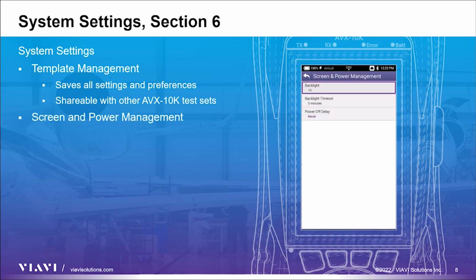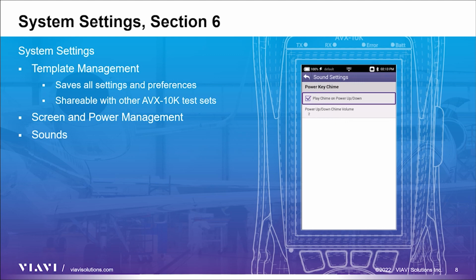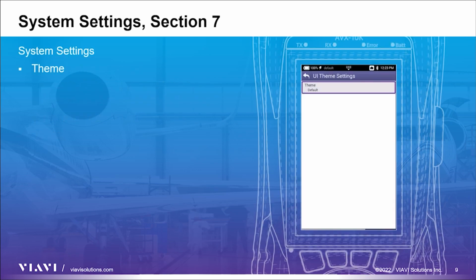Screen and power management. These settings allow you to set the backlight timeout, and the power off delay. Sounds. Here you can toggle the play chime on power up down setting, and control the associated volume. Theme. This option allows you to change the color scheme of the test set. There is currently only one option besides the default option. This is called New Viavi. The New Viavi theme is a high contrast theme.